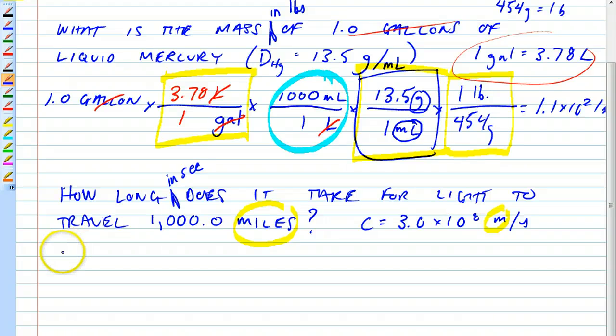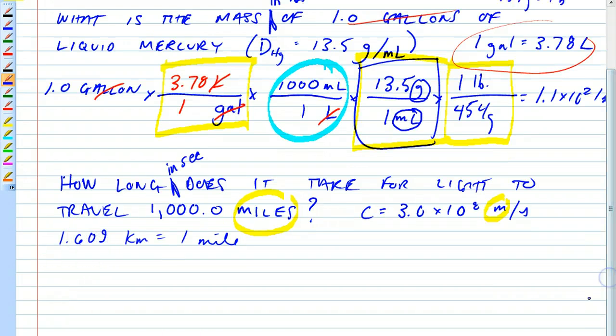So I would give you this on the test. I would tell you something like this: 1.609 kilometers per mile. I think that's right. Is it? You guys have your conversion sheets? 609? Yeah. All right, we'll go with that.